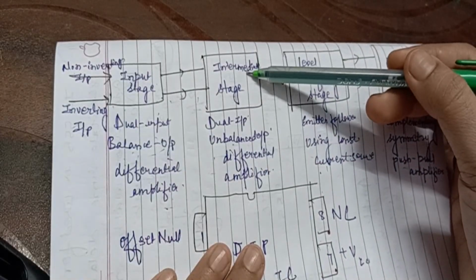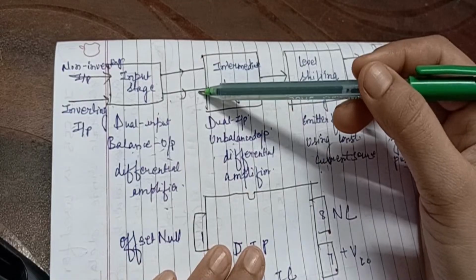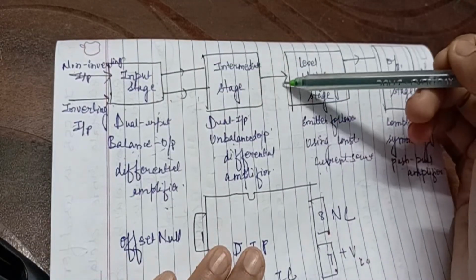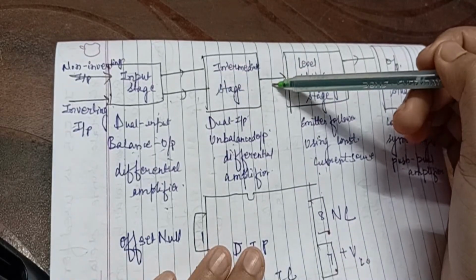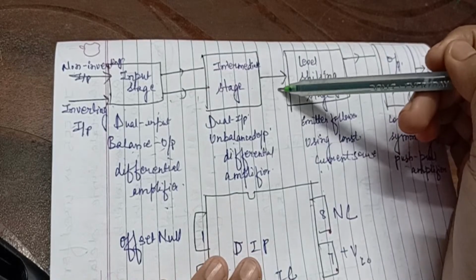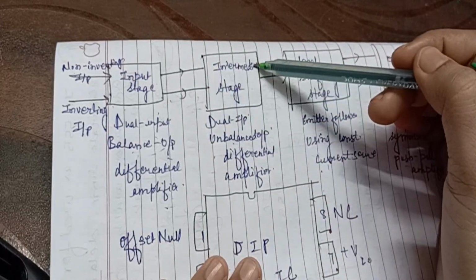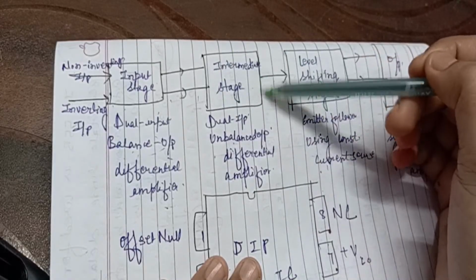The second one is the intermediate stage. In the intermediate stage there is dual input and unbalanced output, meaning two inputs and only one output. This is also a differential amplifier, which takes the difference and then amplifies it.